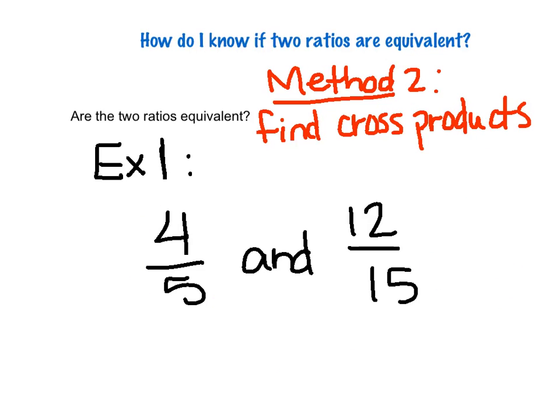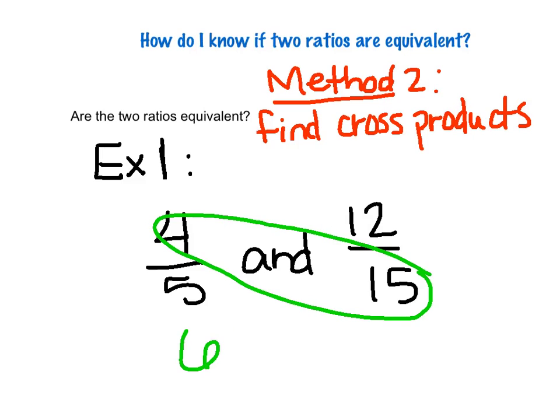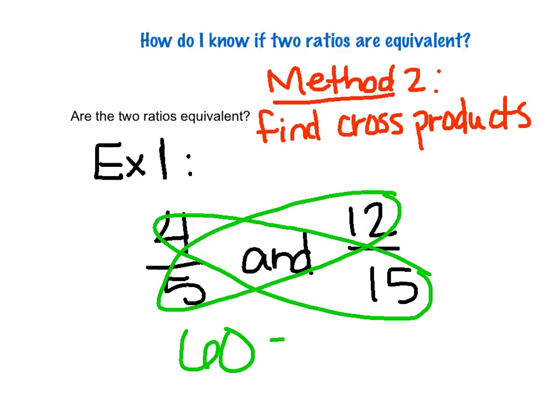Okay, another method to finding out if two ratios are equivalent is to find their cross products. So I could take 4 times 15, and that's going to give me 60. And 12 times 5 is going to give me 60. So as you can see, by finding the cross products, these two are equivalent.